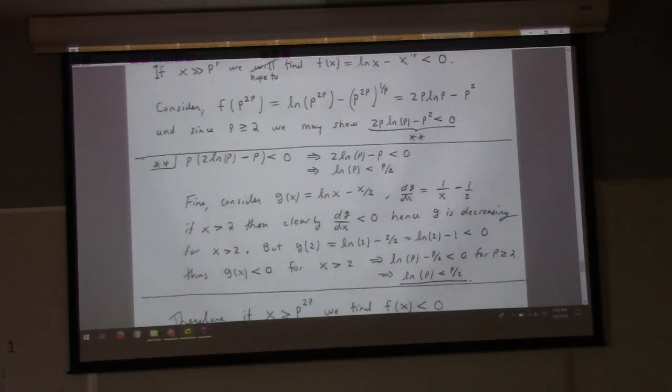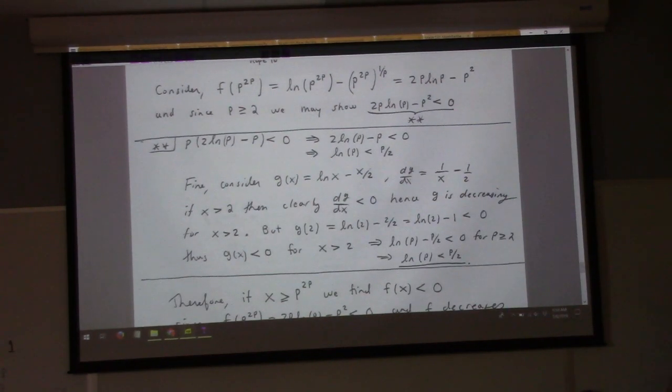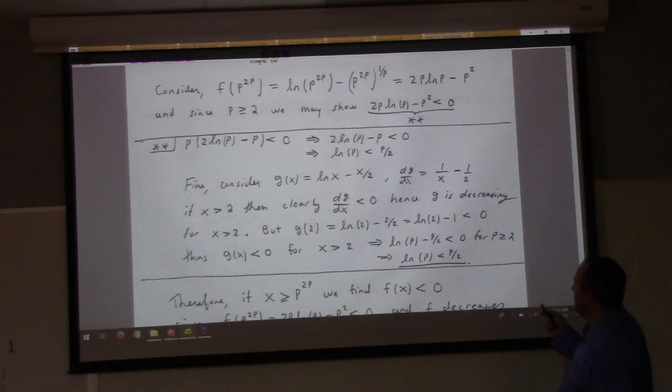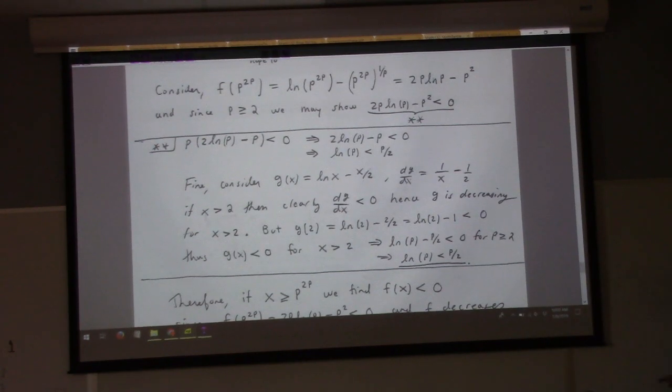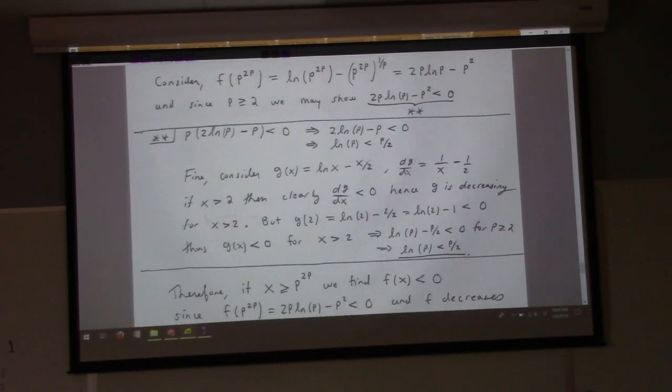If we look at the function g of x equal to log of x minus x over 2, and we differentiate that, it gives me 1 over x minus 1/2. And if x is greater than 2, then clearly this is less than 0, hence g is decreasing. But if you plug in 2, you get something that's less than 0, which means that g of x is going to be negative for all x larger than 2, which is to say that this inequality is true. This is the same as that, actually. Anyway, what's between these two lines justifies star star. Having justified star star, I have now shown that the inequality I want is true.